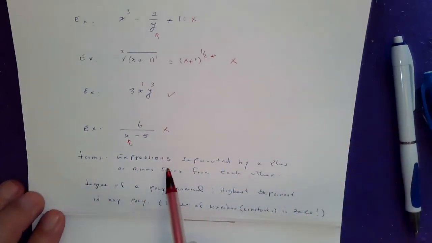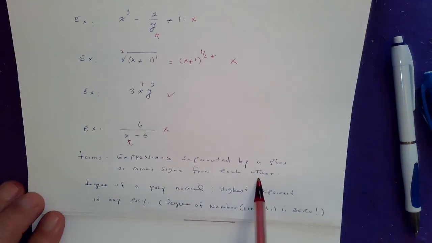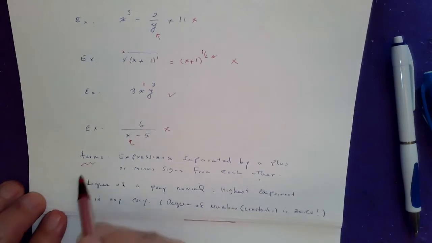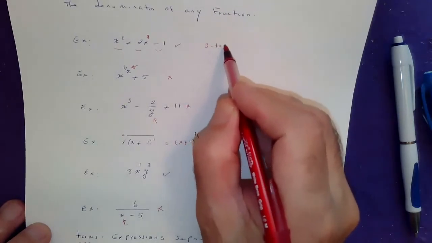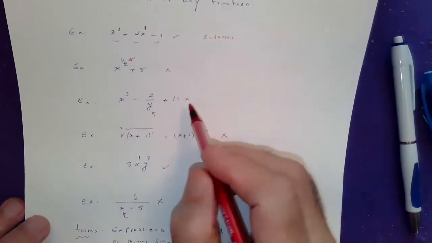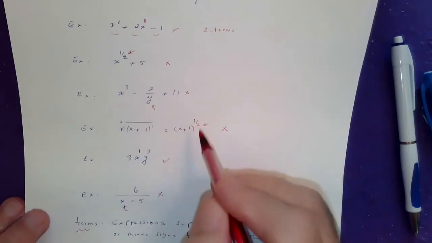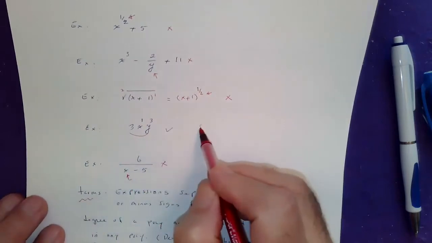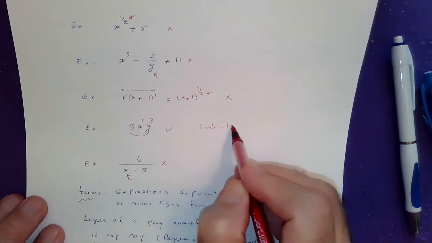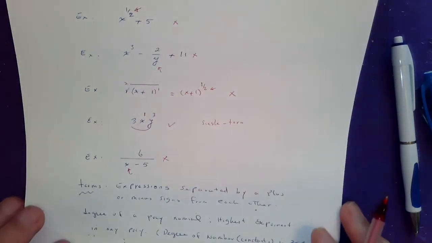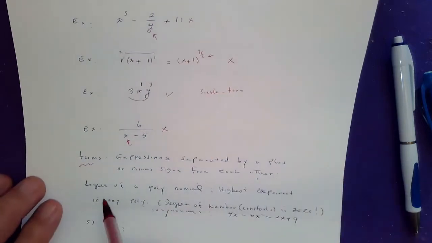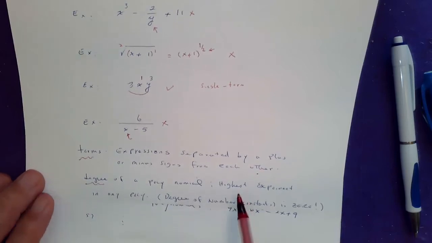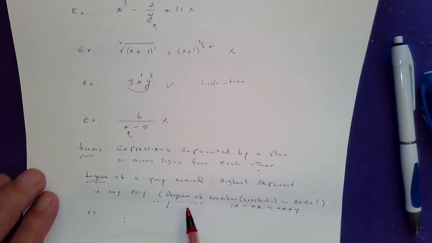Speaking of terms, those are the expressions separated by a plus or minus sign from each other. That's the definition of a term. So in this case, I have 3 terms. You all see it, 1, 2, 3. In this case, I have a single term. That's a monomial. So this is a trinomial. This is a monomial. Degree of a polynomial is the highest exponent in any polynomial.